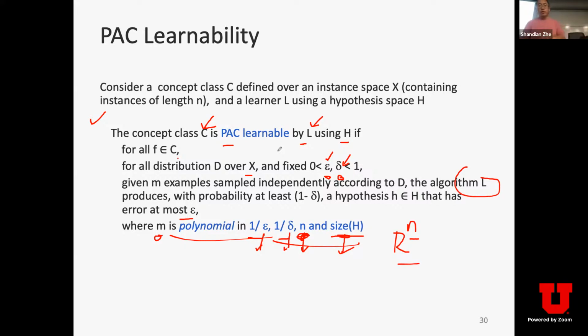In other words, if your required number of training examples, M, is growing faster than polynomial, like say exponentially, or even more than that, then this concept class C is not PAC learnable. Meaning that it will be very hard for this algorithm to learn that. Why? Because you have to collect so many training examples when you increase the requirement of the error and the probability. Does it make sense? Any question?